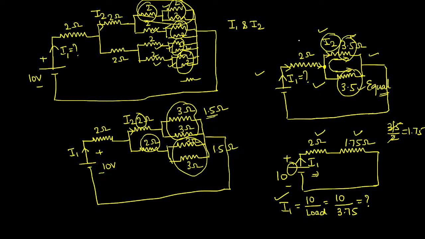After I1 comes here, what will happen is, I1 will divide into 2 parts. I1 by 2, I1 by 2. One I1 by 2 will flow through this 3.5 and the other I1 by 2 will flow through this 3.5. So what I can say, the value of I2 is simply equal to I1 by 2. That's all. So this is how we are solving this question in a beautiful manner.